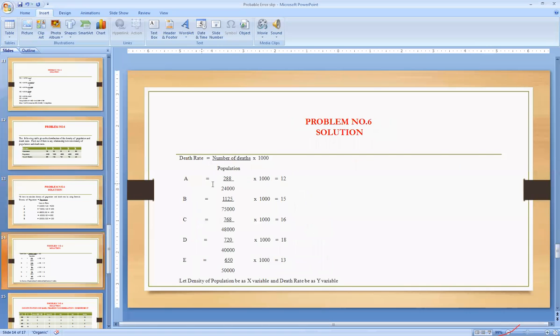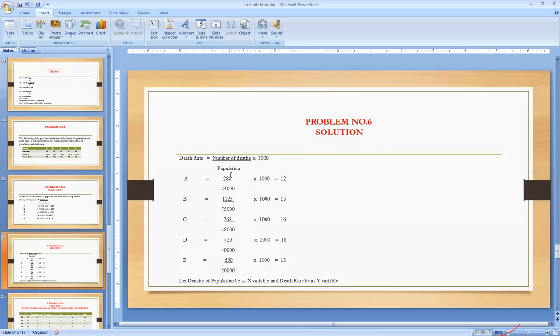So in a district, the formula is number of deaths divided by population into 100 if you are going to calculate percentage. If you are calculating with a base of 1000 people, this can be mentioned as into 1000. If the question is given in the form of lakhs, you can write into 1 lakh. Be clear with that. On the basis of 1000 we have calculated the value of death rates.